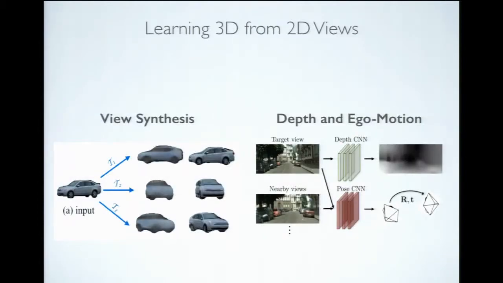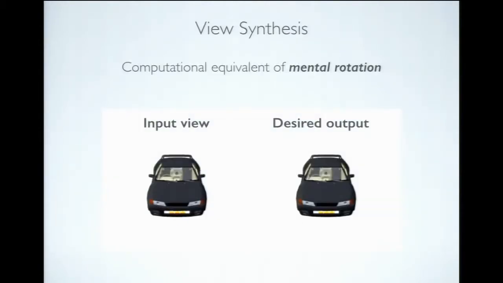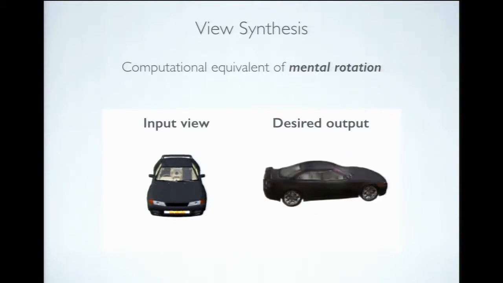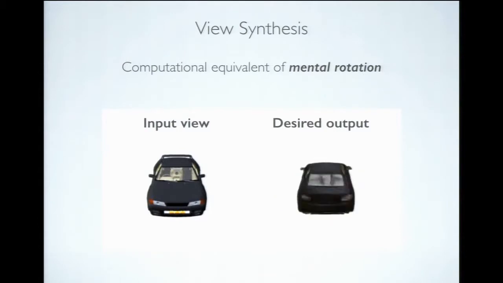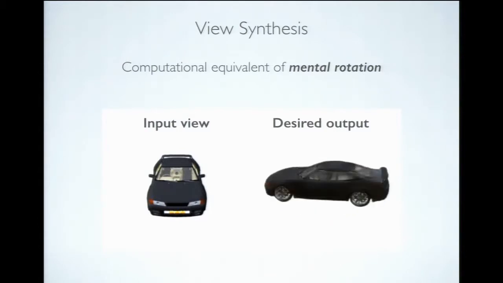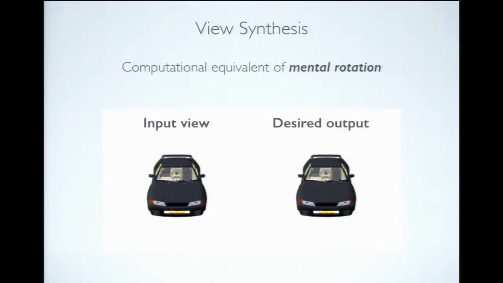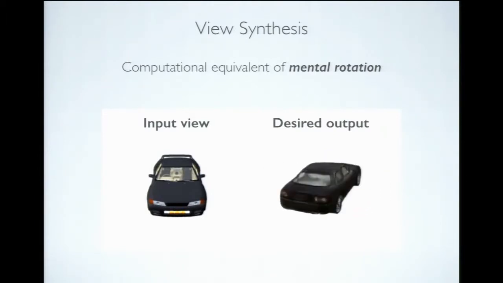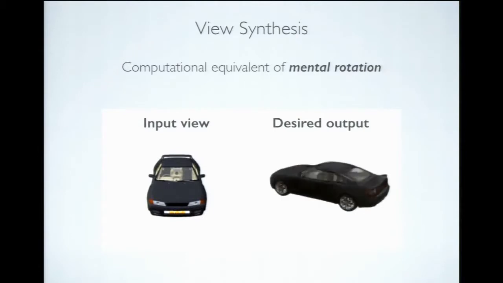So in this talk, I will present two of my attempts at mimicking the setup of human visual learning to train systems that do single-image 3D inference from observing only 2D views during training. The first task we consider is view synthesis. Given a single 2D image, the goal of this task is to synthesize new images of the same object seen from different camera angles. One can see this as a computational equivalent of mental rotation, like we showed in the first slide.